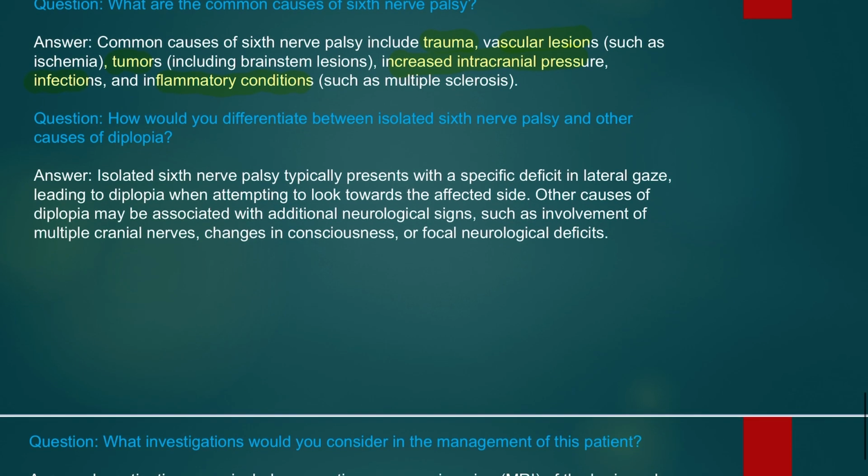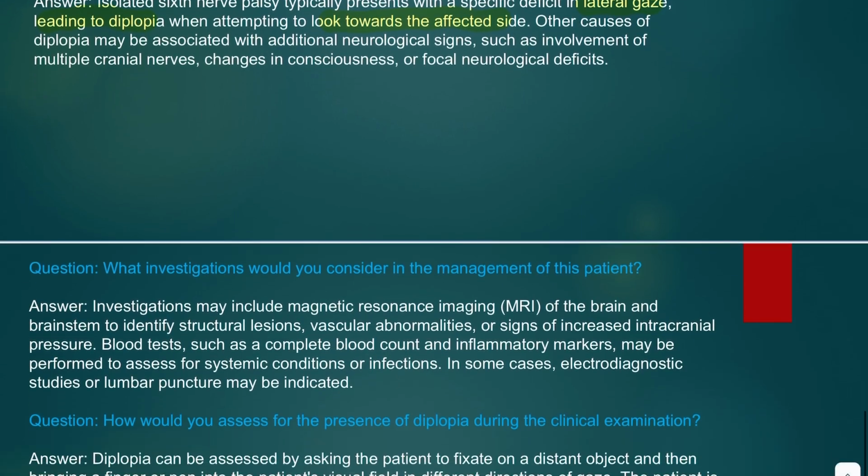How would you differentiate between isolated sixth nerve palsy and other causes of diplopia? So isolated sixth nerve palsy typically presents with specific deficit in lateral gaze, leading to diplopia when attempting to look towards the affected side. Other causes of diplopia may be associated with some additional neurological signs such as involvement of multiple cranial nerves. There may be change in consciousness or some focal neurological deficits.